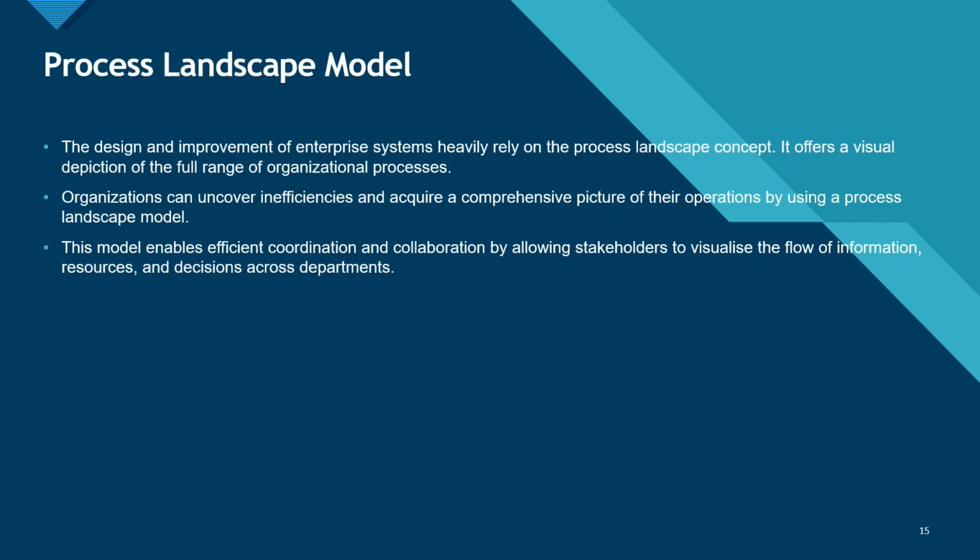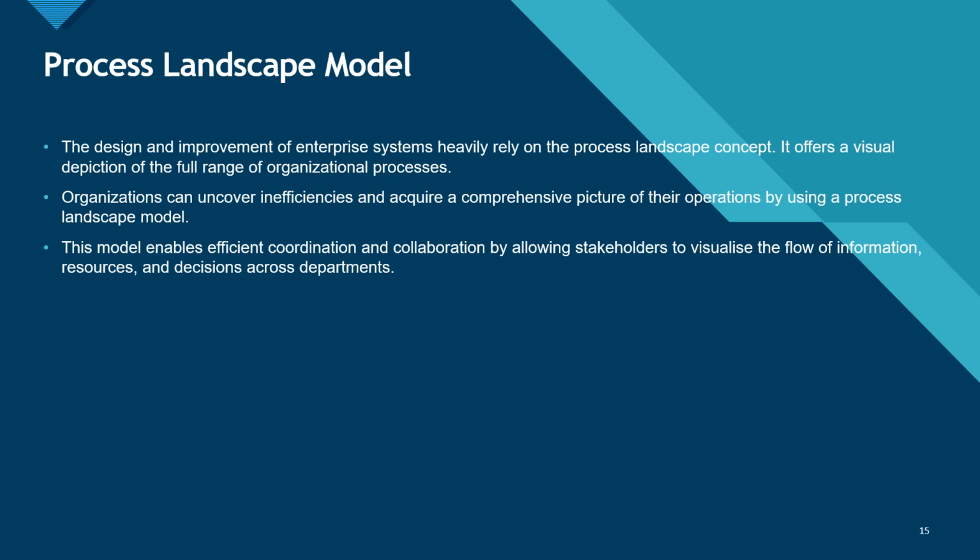Now comes the process landscape model. That's level one. The level one process landscape model provides a visual representation of an organization's processes and their relationships. These models illustrate the overall structure and hierarchy of processes, which helps stakeholders gain a comprehensive understanding of the organization's process landscape. Process landscape models facilitate communication, decision making, and process improvement initiatives by providing a shared visual language that everyone can easily comprehend.